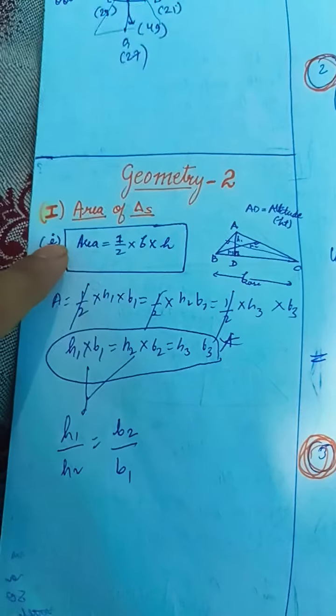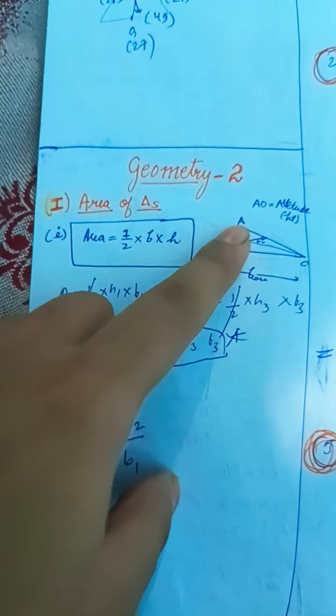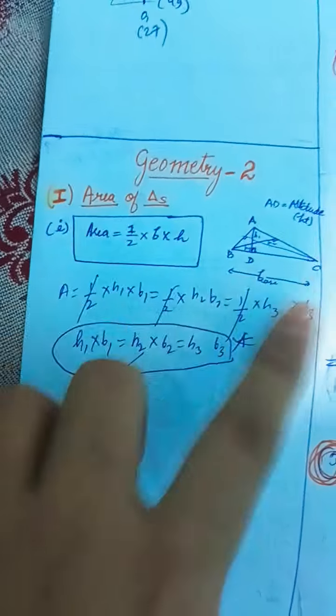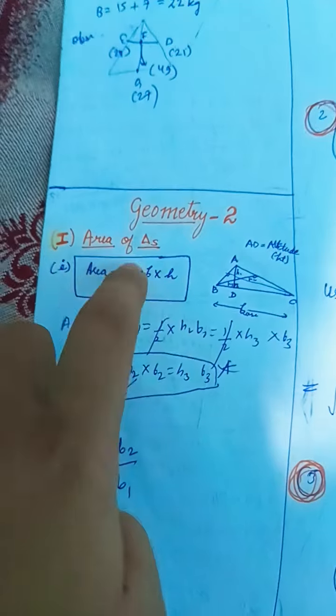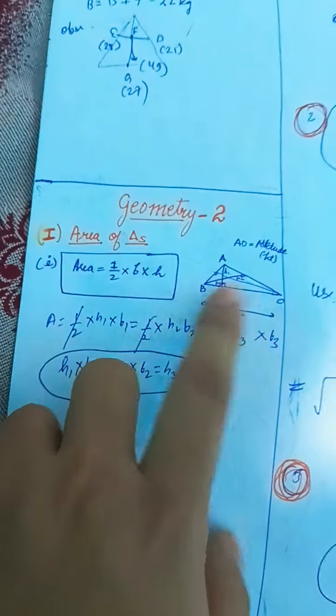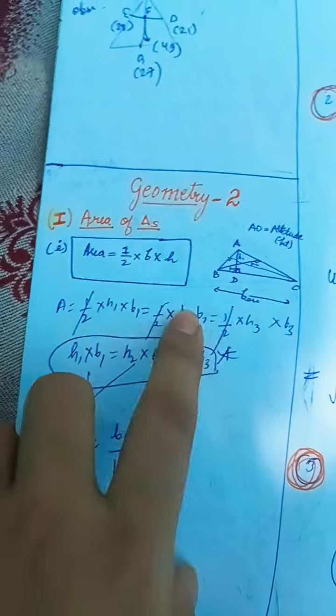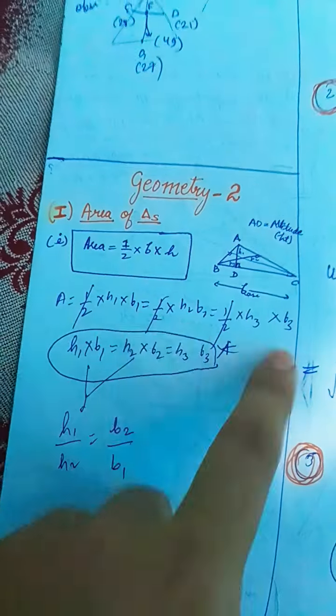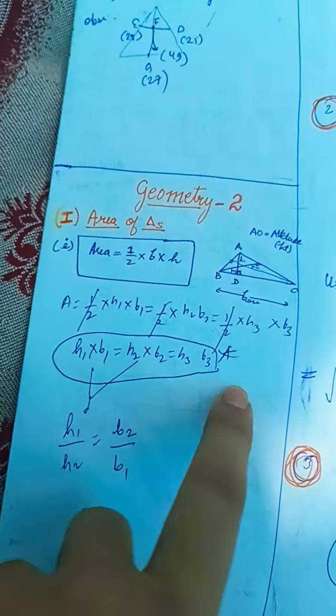In this chapter we will study the area of triangles. In this first example, there's a triangle and these are the different heights, and we'll calculate the area by half into base into height. Now we'll equate all the areas by taking different heights and bases. So equating this, the half will cancel out and we'll get this relation.